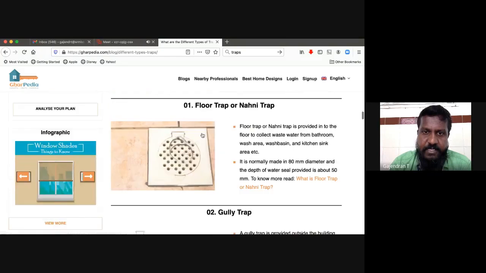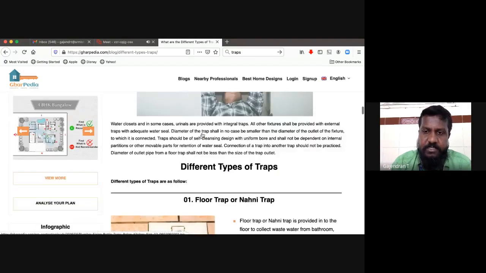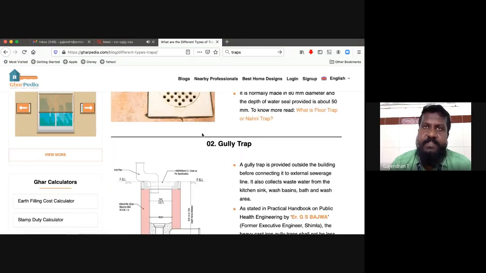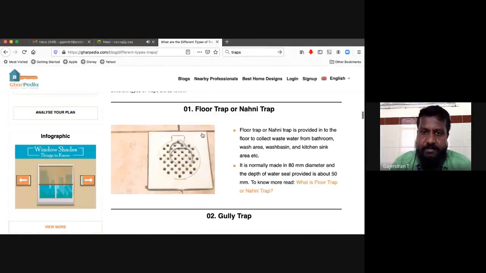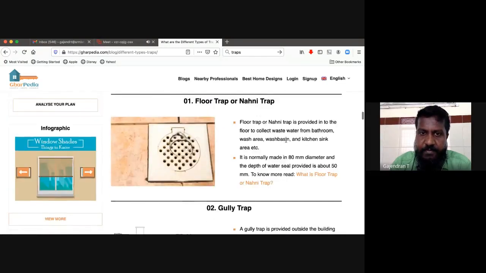So the reason why there is constant water at the bottom of the closet, either the Indian closet or the Western closet, is these functions. Whereas for a wash basin, we wouldn't be seeing them because they are much beneath it. So what are the different types of traps? The floor trap, which normally we have in a shower area.